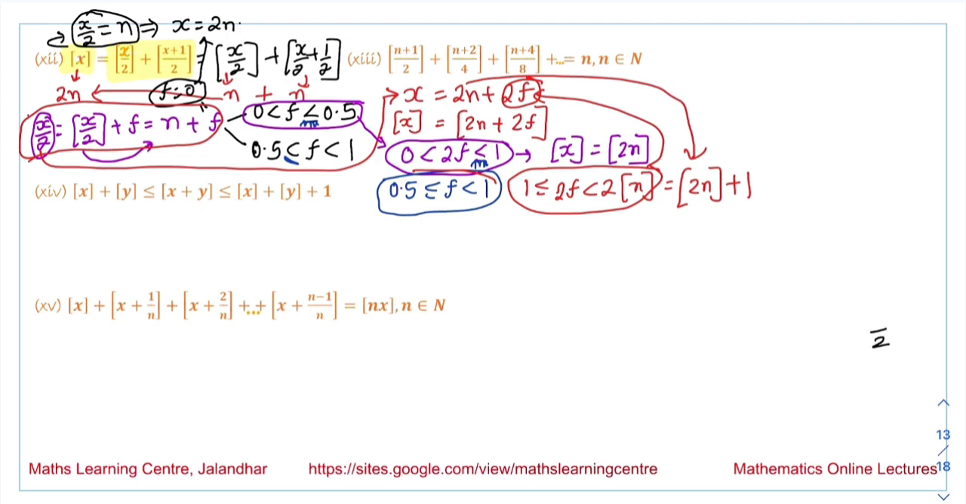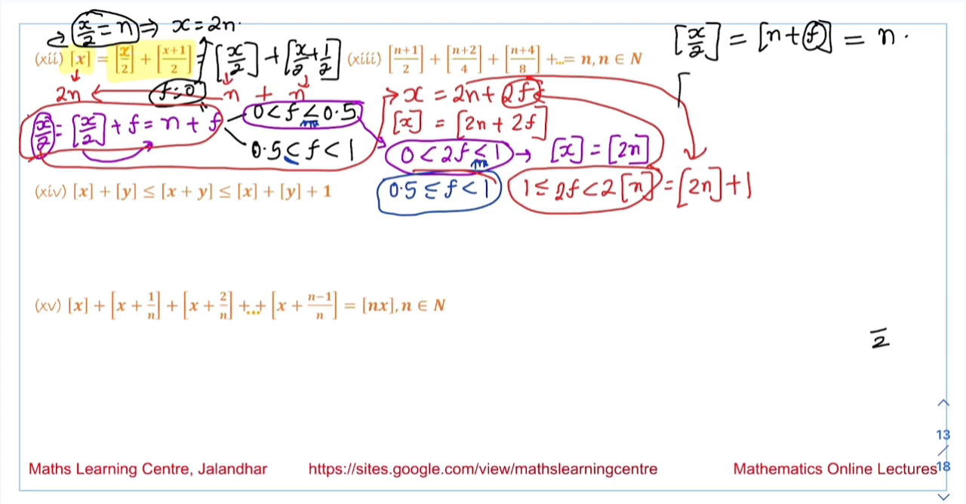Now we come to the next part. The next number we have is the fractional part of x by 2. Again, the answer for this number will be equal to n, because we have considered that the value over here is the fractional part of n plus f, and this f always lies between 0 and 1. So the answer we are obtaining is equal to n.